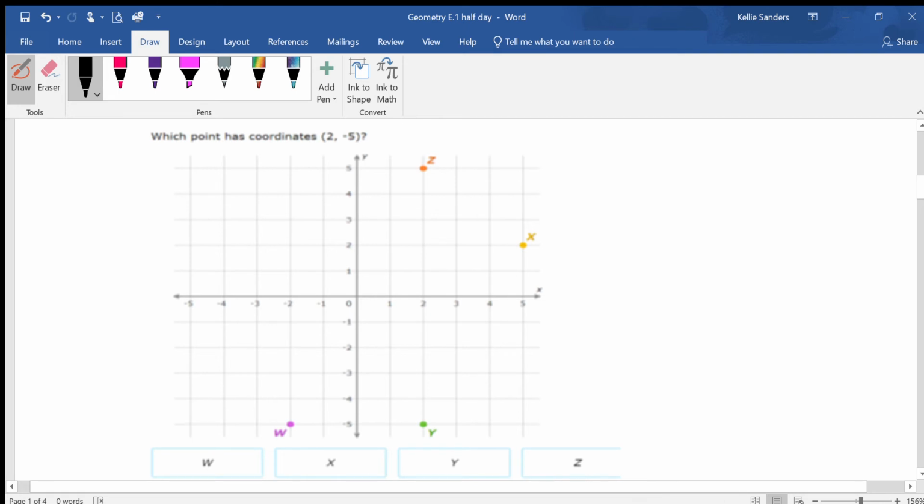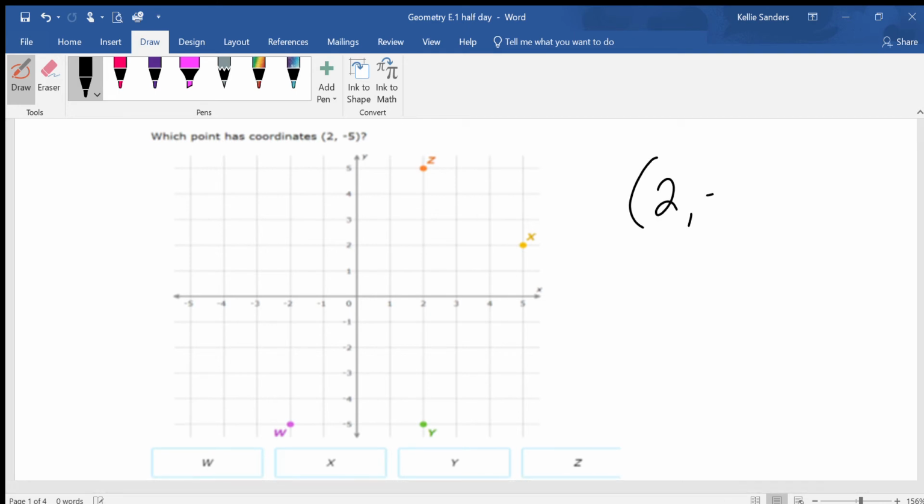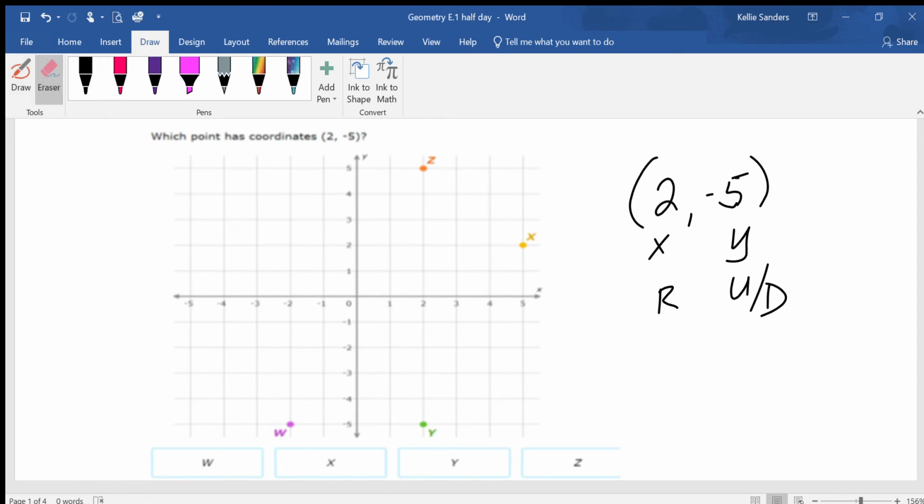What coordinate is at 2, -5? 2, -5, which is your X, which is your left or right, and then up or down. That's left or right. Okay, so we start at 0, 0. We go +2, and then we go -5. So Y is there.